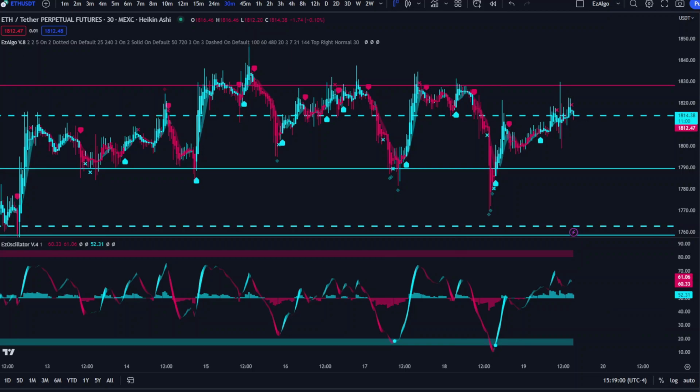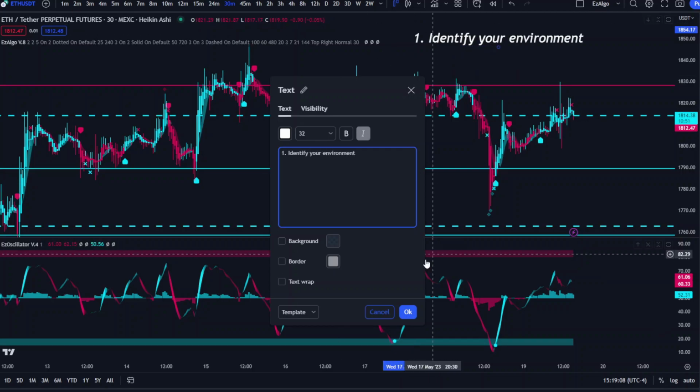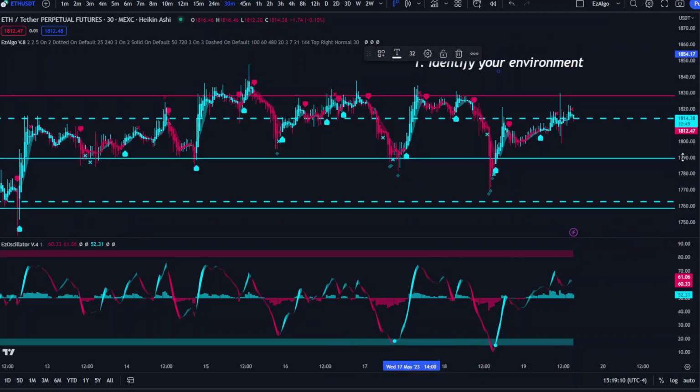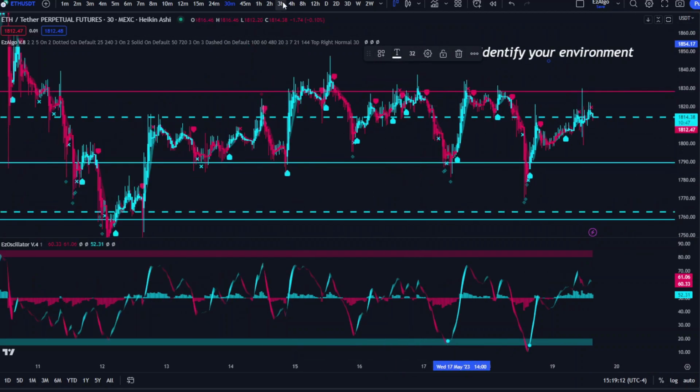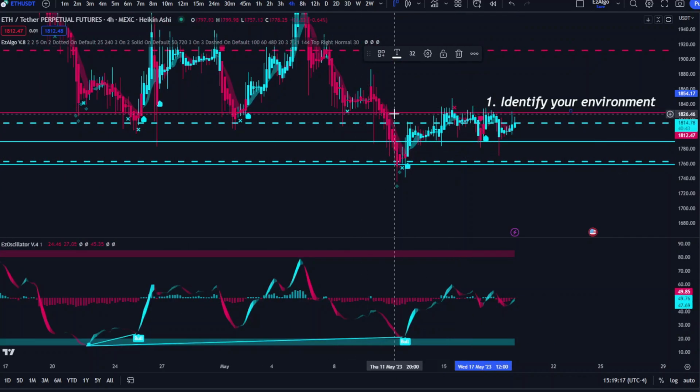All right, so the first rule is identify your environment. So you want to know what price is doing on a higher time frame. By higher time frame, I mean 4-hour plus time frame. So if we go to the 4-hour time frame, you'll see that we are at a key support, but price is ranging.